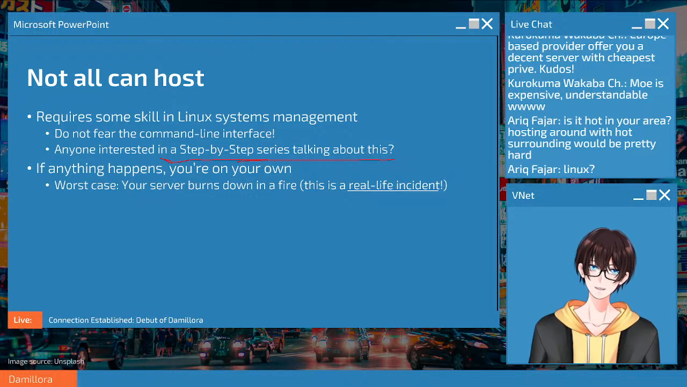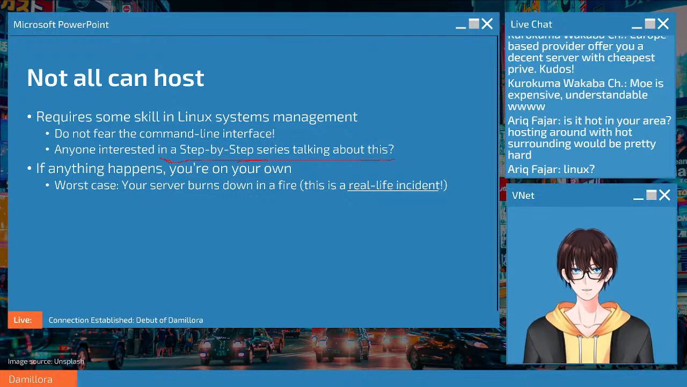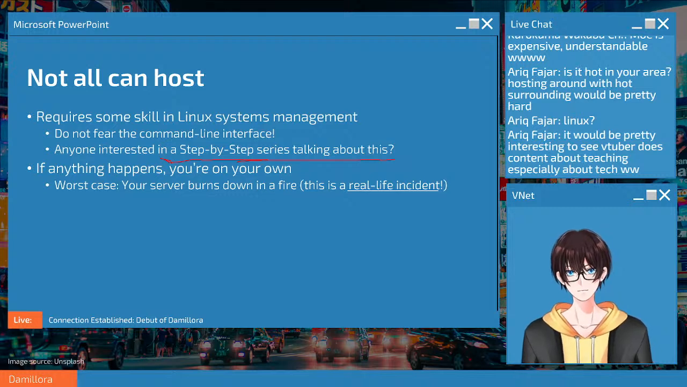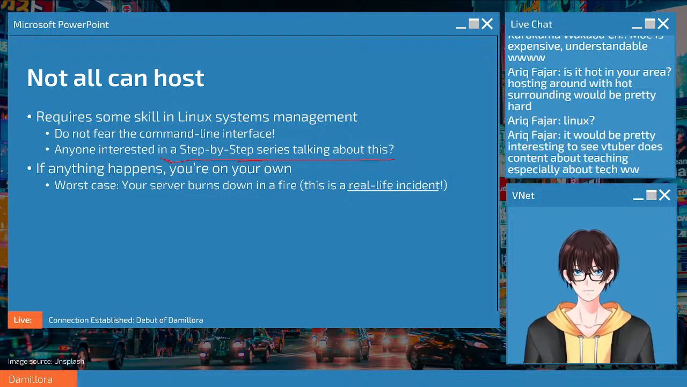Yeah, Linux. I'm currently working on the step-by-step series, and Linux is one of the things that I'm considering: a series where you can learn about running your own Linux server and then what it takes to, for example, host your own website or your own email server or something. It's actually a pretty interesting topic.